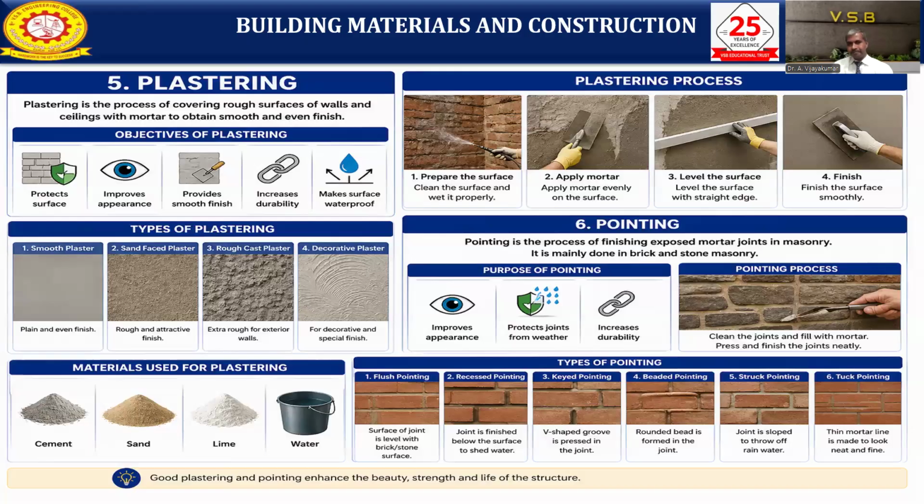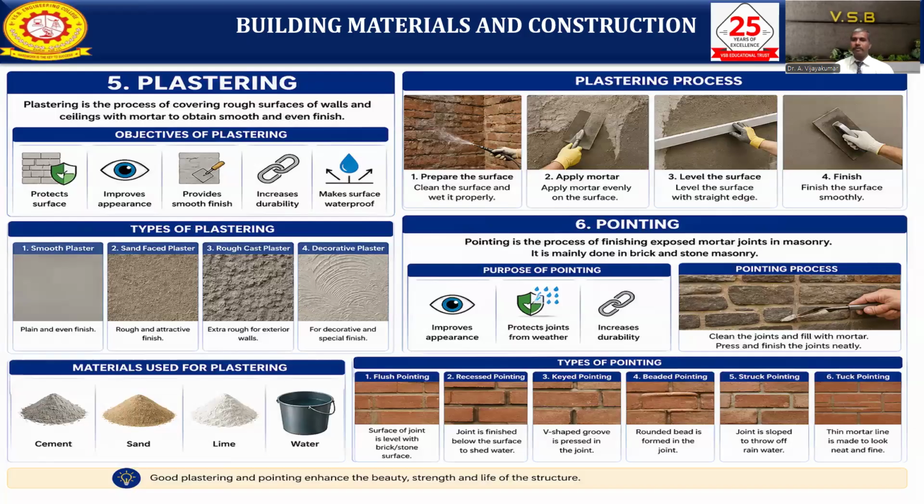Next is pointing. Pointing is a process of finishing exposed mortar joints in masonry. It is mainly done in brick as well as stone masonry. What is the purpose of pointing? It improves the appearance, protects the joints from the weather and increases the durability. How do we do the pointing? Clean the joint and fill the mortar, then press and finish the joints neatly to get more strength. We have different types of pointing.